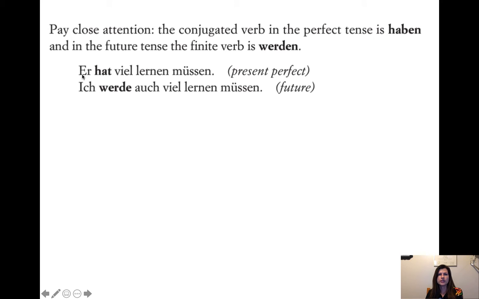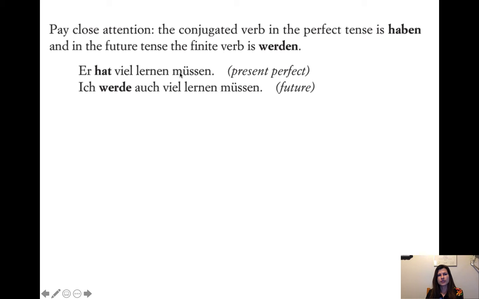Er hat, so he has. It has to be conjugated for that subject. So er hat viel lernen müssen, which is he had to learn a lot. So er hat is conjugated in the present tense, and then we got the double infinitive. So the present perfect, which means actually the past. He had to learn a lot.